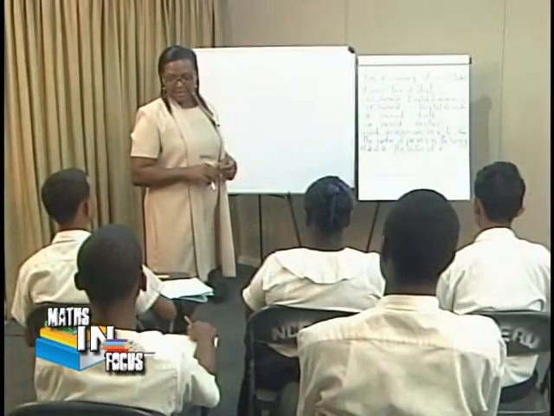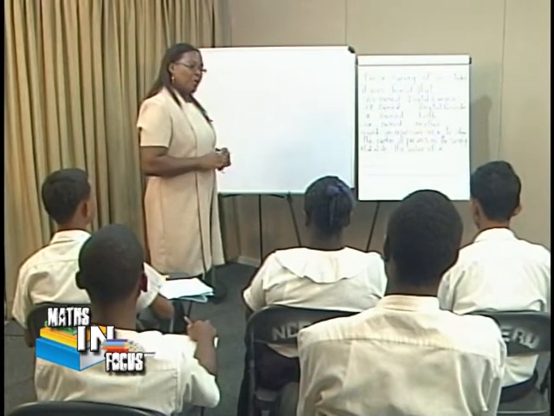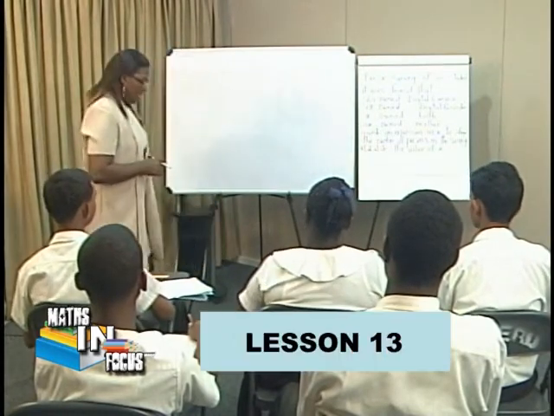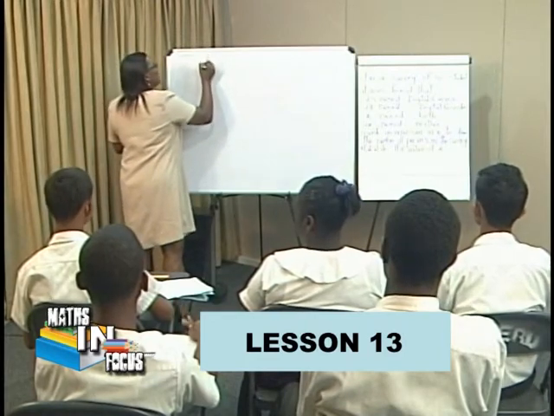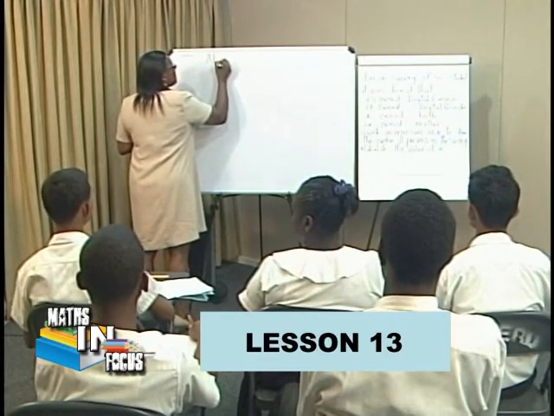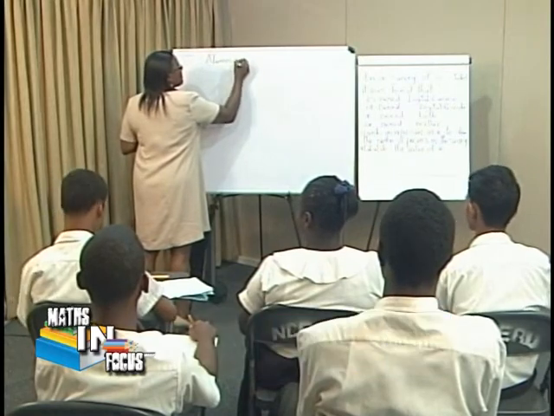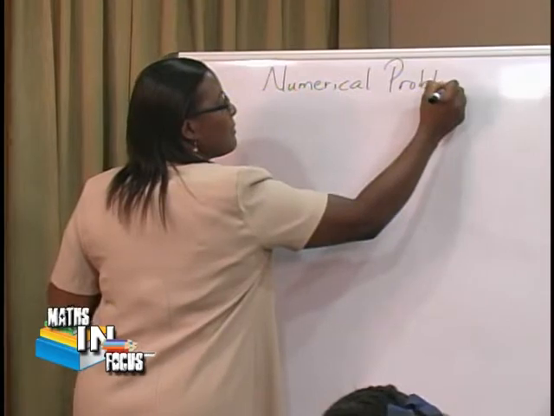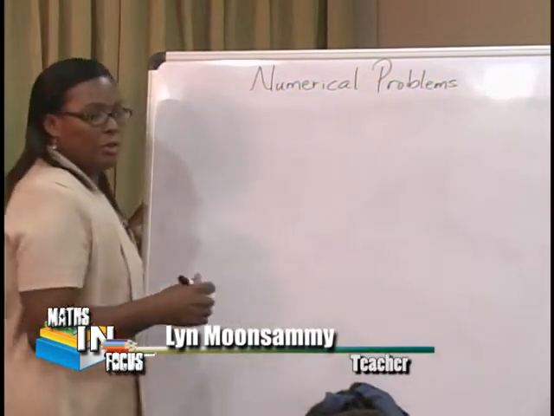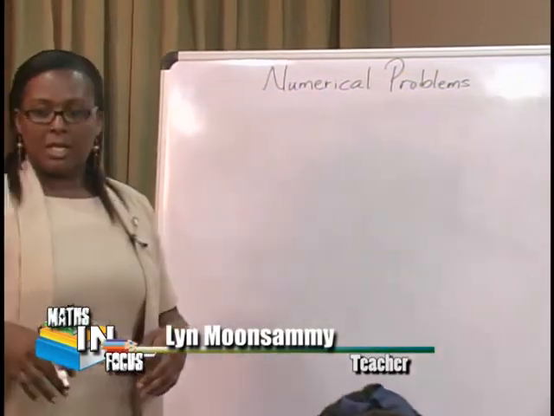Keep building. Now, we've been looking at sets for the last 5-6 lessons. We're continuing sets, but we're looking at sets of different dimension. Today, we're going to look at numerical problems. And we're going to take Venn diagrams and solve problems to find values.